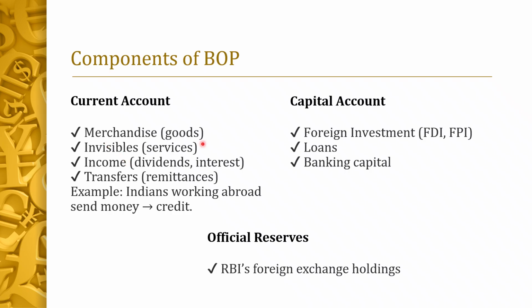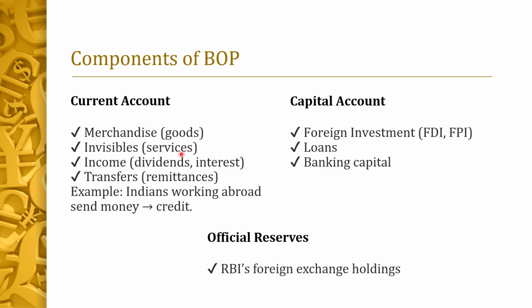The first thing that comes under it is merchandise trade, or the trade of goods. All the imports and exports of physical goods that are happening. Example, India exports textile, software, machinery. It imports crude oil, electronic gold. So they all come under merchandise trade.